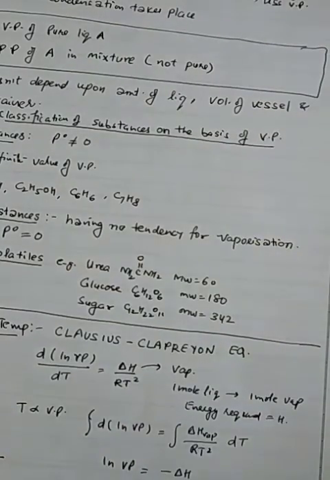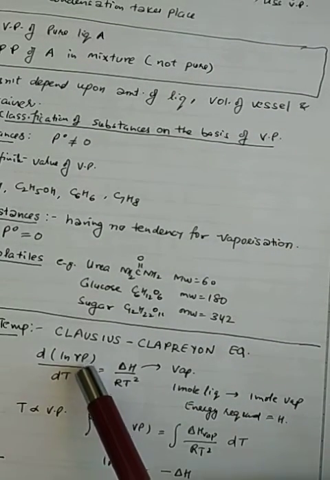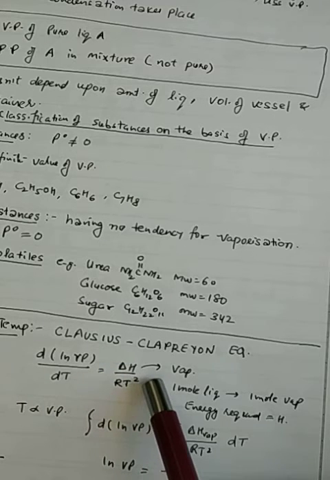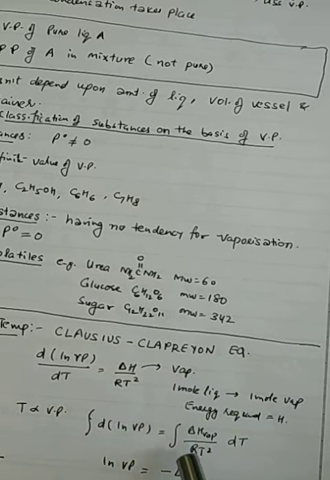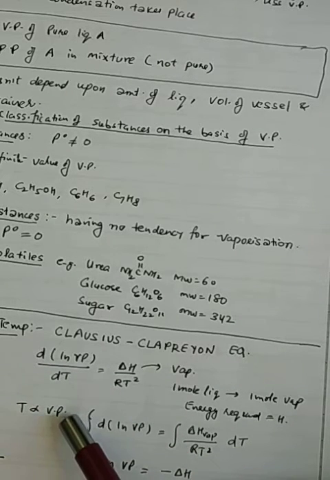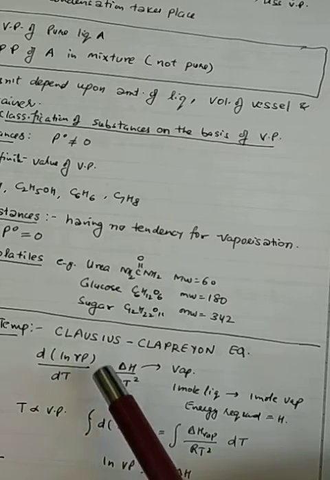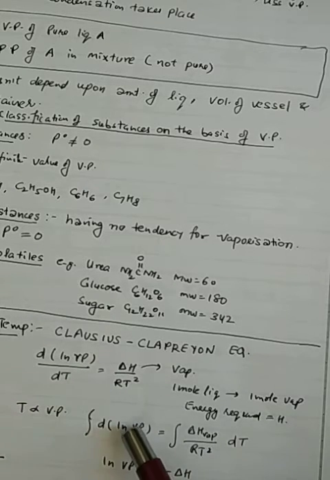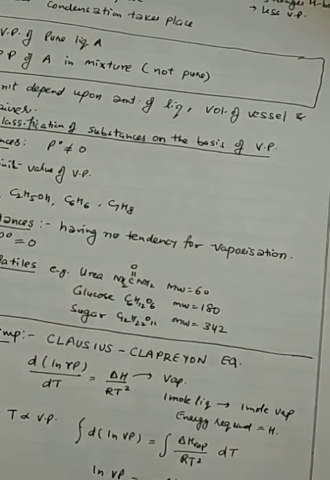This is the general equation, the Clapeyron relation: d ln vapor pressure upon dT equals delta H upon R T square. Delta H is the enthalpy of vaporization. When 1 mole of liquid changes into 1 mole of vapors, the energy required is known as delta H. R is the gas constant, T is temperature. As temperature is directly proportional to vapor pressure, you can integrate this. So it becomes integration of d ln Vp equals integration of delta H vaporization upon R T square, with dT coming to this side. After integration you will find ln Vp equals minus delta H by R T plus K. K is a constant.